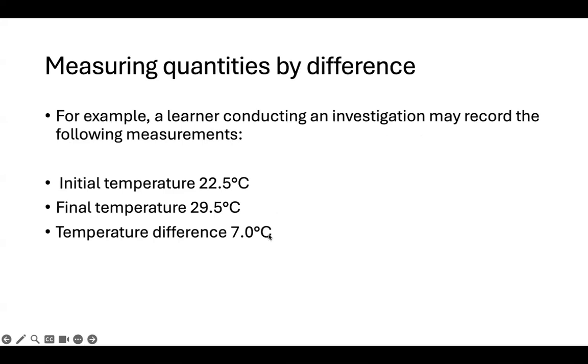Okay, measuring quantities by difference. Again, you have your temperature difference given to 1 decimal place, so you have to match the resolution of the measured values. The 0 here would be a significant number because you're trying to match up those decimal places. So it's really important to make sure that all of your significant figures and your decimal places are matching up.